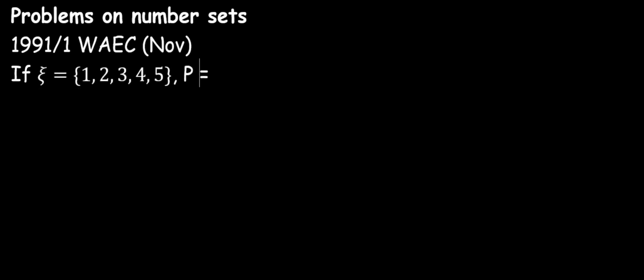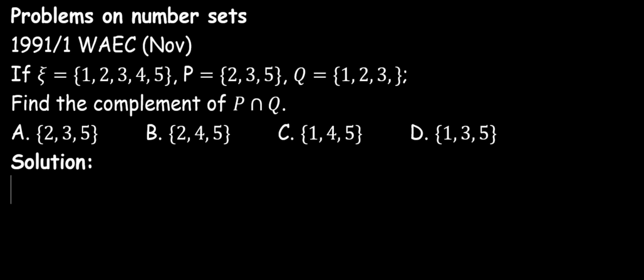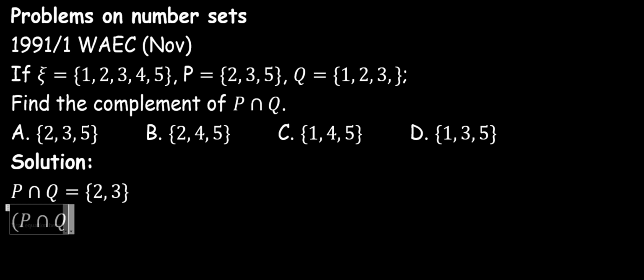If the universal set is given as 1, 2, 3, 4, 5, and the set P is equal to 2, 3, 5, set Q is equal to 1, 2, 3. Find the complement of P intersection Q. The options are given. Solution: P intersection Q is equal to 2 and 3, that is, the elements common to the sets P and Q. Next, (P intersection Q)', which is the elements not in P intersection Q but in the universal set, will be 1, 4, and 5.